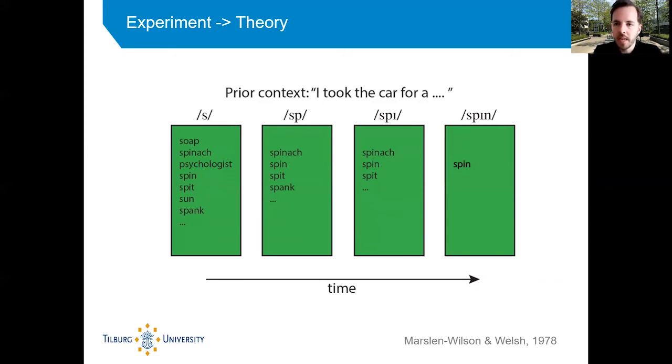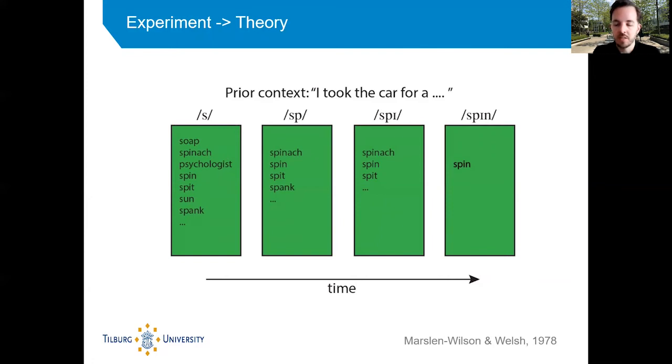What probably happens, as we have learned from very nicely controlled experiments, is that once people hear the first sound of this word, spin, they activate many words in their long-term memory. So we all know a lot of words, right? They are stored in our long-term memory. The knowledge of those words is stored in our long-term memory.